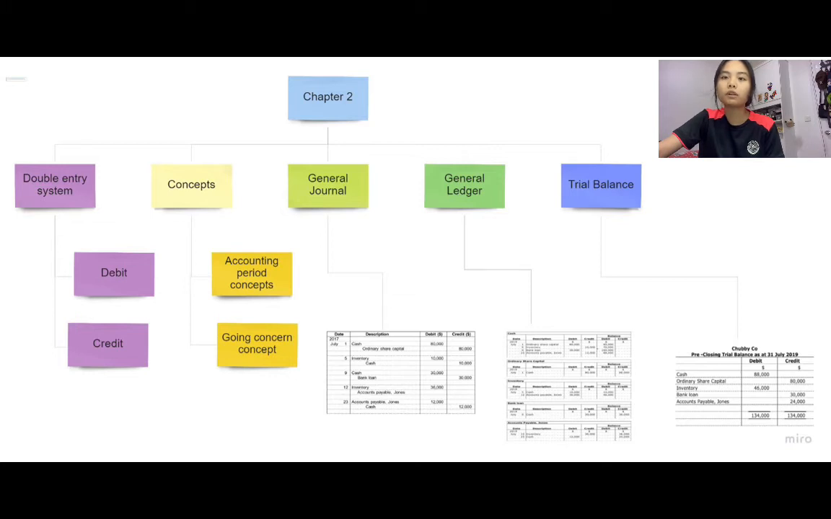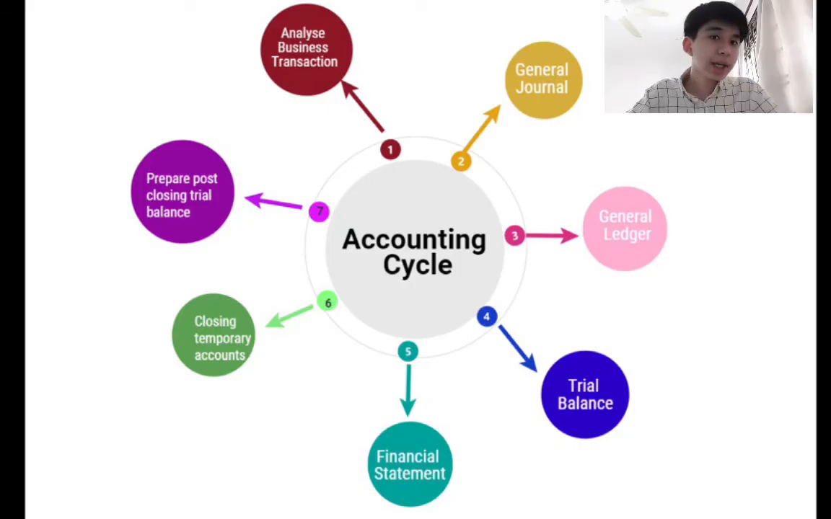We repeat this pattern for subsequent headings or tables: ordinary share capital, inventory, bank loan, accounts payable, and so on respectively. Finally, we total up the values from the debit and credit columns respectively. They should balance. In conclusion, Chapter 2 is very crucial as it links to other chapters. One example is we learn how to construct a trial balance. We can shorten the process of presenting a financial position in Chapter 3.